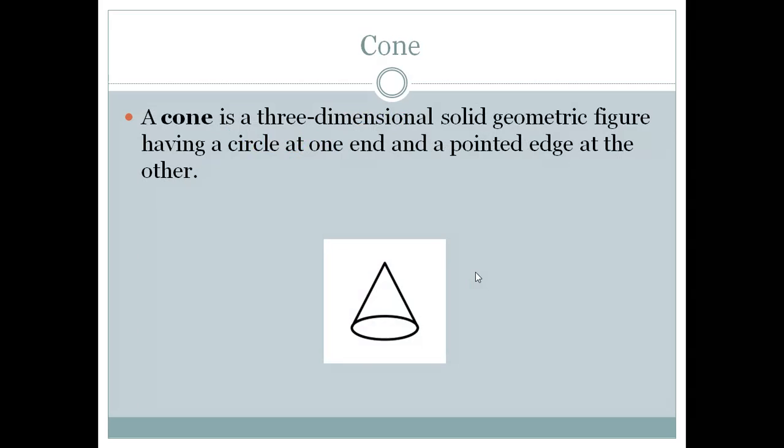Then we have a cone. A cone is a three-dimensional solid geometric figure having a circle at one end and a pointed end at the other. Ice cream cones and your birthday caps are all cone shaped. In this you will observe one triangle and a circle at one end. You can make a cone and a sphere; when you join one cone and a sphere, it will become a clown face. So in this way, we have a cone.